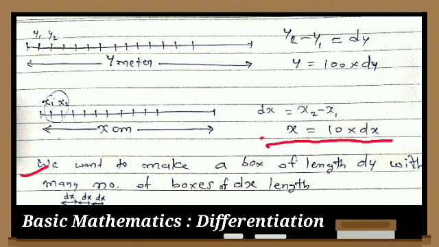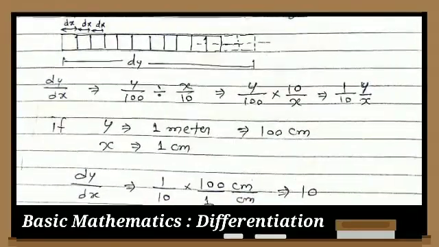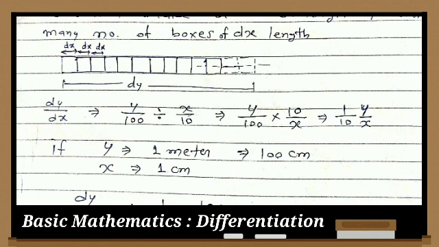Of length dy with many boxes of dx length. That means we want to make a box which has dy length, and each box has the length dx. How many dx length boxes are required to make the box of length dy?